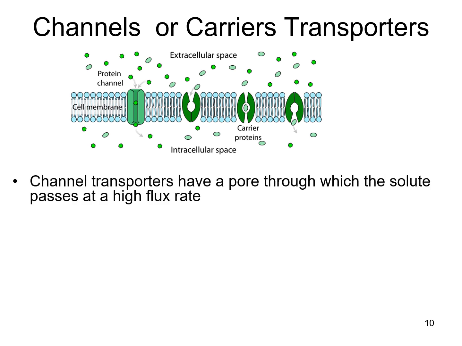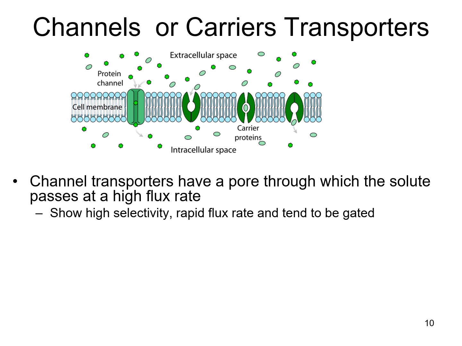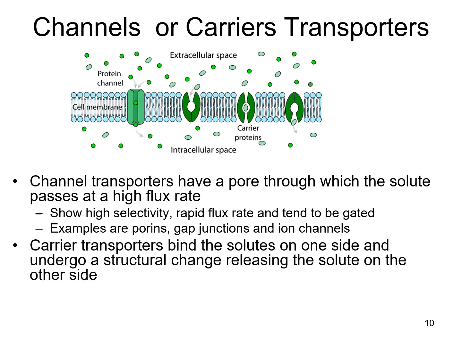Channel transporters have a pore through which the solute passes at a high flux rate, or at a very high rate. They show high selectivity, rapid flux rate, and tend to be gated. So what that means is they have control. They have something that gates them and then something that opens that gate. Examples are porins, gap junctions, and ion channels. We'll talk about a couple of these in a little while.